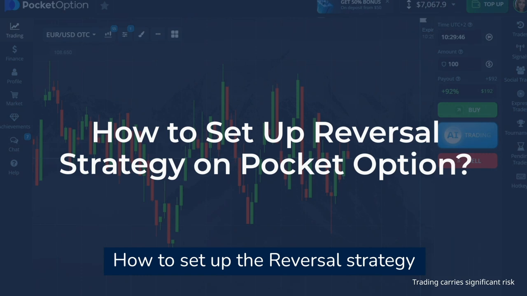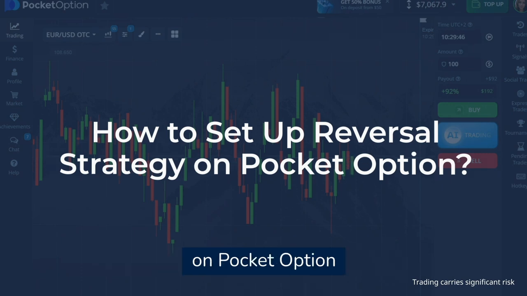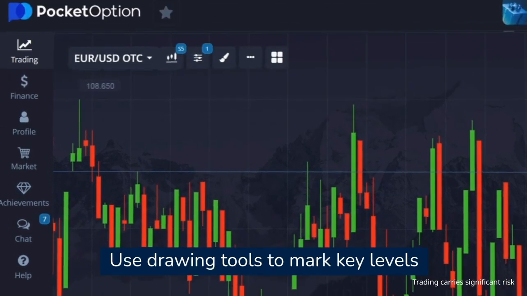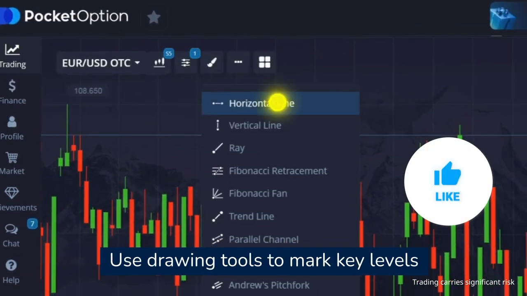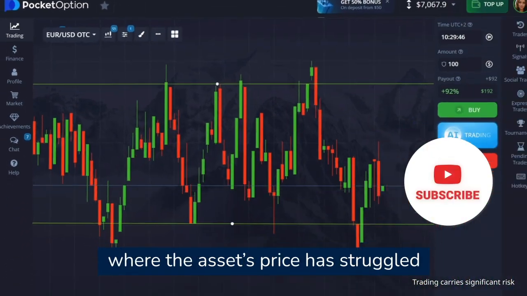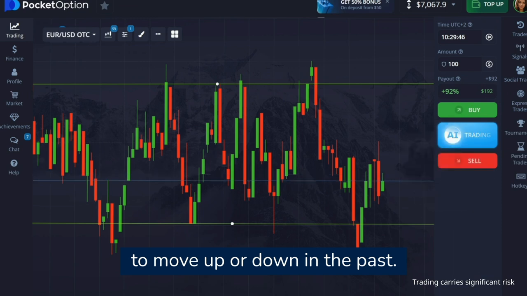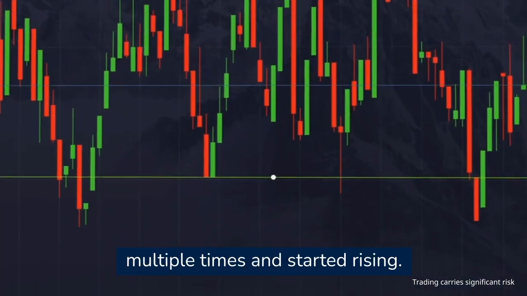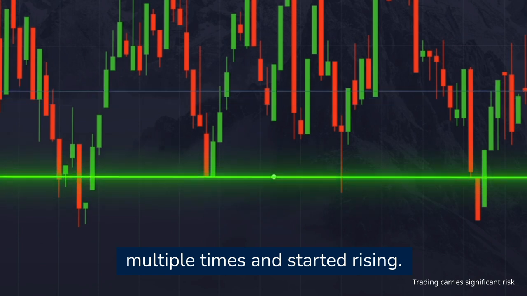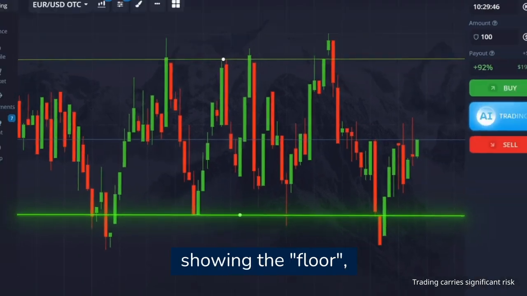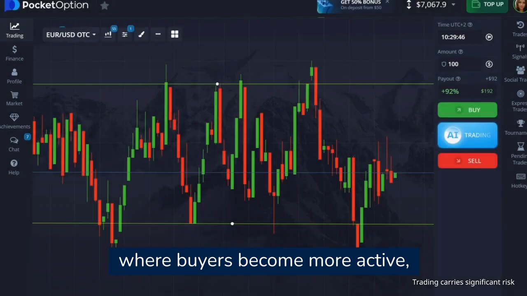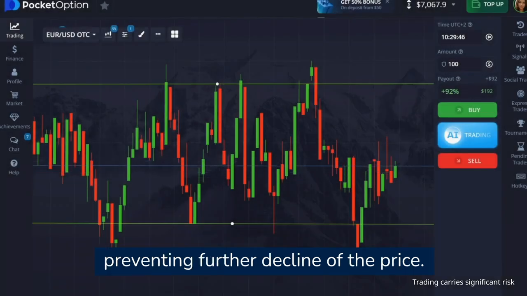How to set up the reversal strategy on Pocket Option. Open the chart and select the asset. Use drawing tools to mark key levels where the asset's price has struggled to move up or down in the past. Mark the level where the price has stopped multiple times and started rising. This is the support level showing the floor, where buyers become more active, preventing further decline of the price.